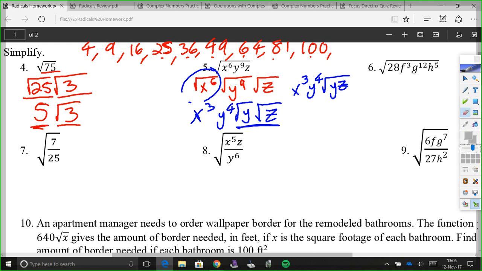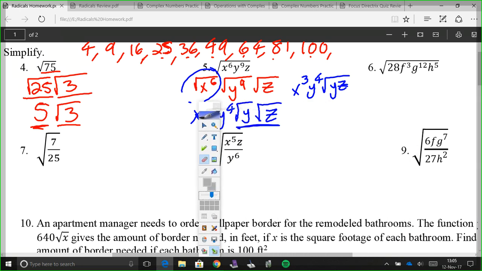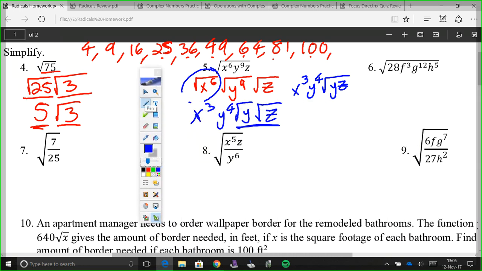Alright, so number 6 is basically the same thing as the previous 2 questions. Break everything up. Square root of 28, the square root of f to the 3rd, square root of g to the 12th, the square root of h to the 5th. Now, the 28, just like the 75 from number 4, is not a perfect square, but we're going to try and break it up into 2 numbers. What 2 numbers? Well, that's what we've got to figure out.